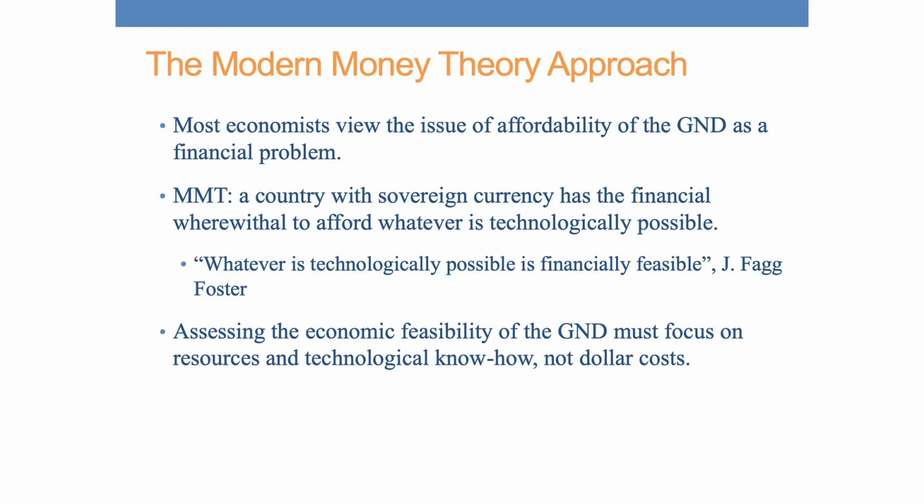And so the quote from J. Fagg Foster, an institutional economist, is very good at this: whatever is technologically possible is financially feasible, right? And so that's what we're using in our analysis. So what MMT would say is that the government's budget is a tool to be used to mobilize resources in pursuit of a public purpose. And in this case, that would be the Green New Deal, right?